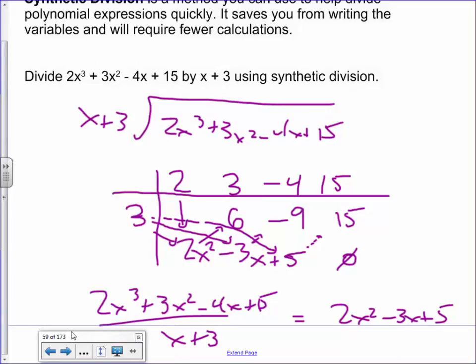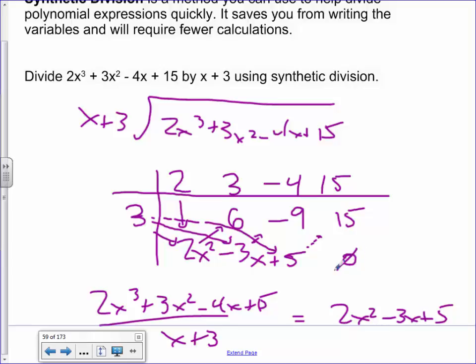So if the idea of a bounce makes sense, the first thing you do is you drop down the 2. 3 times 2 is 6. Bounce that 6 up here. Subtract to get minus 3. Then bounce again. 3 bounces down on -3 to give -9 back up here. Subtract those numbers, gives you 5. 3 bounces on 5, back up to 15. 15 minus 15 gives you 0.